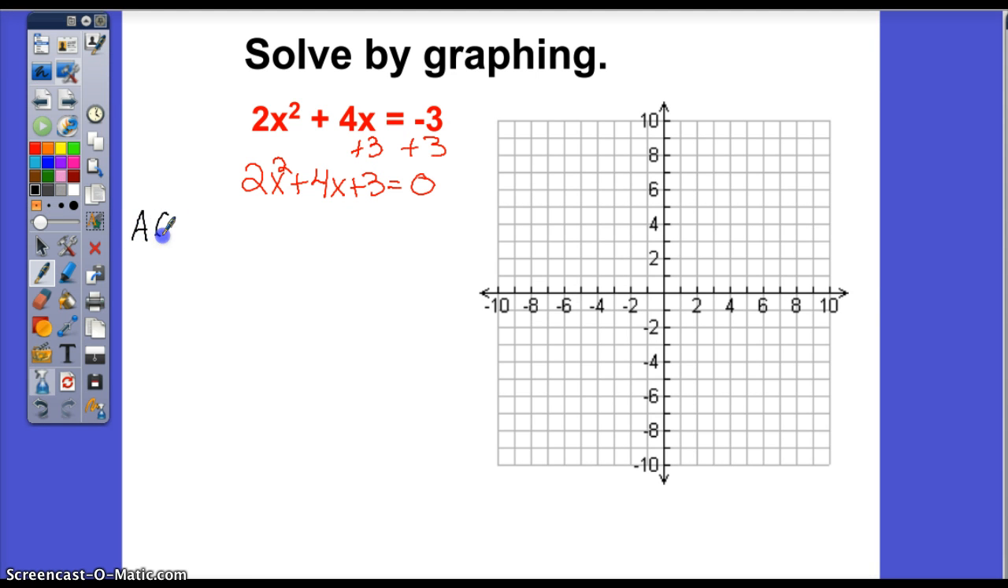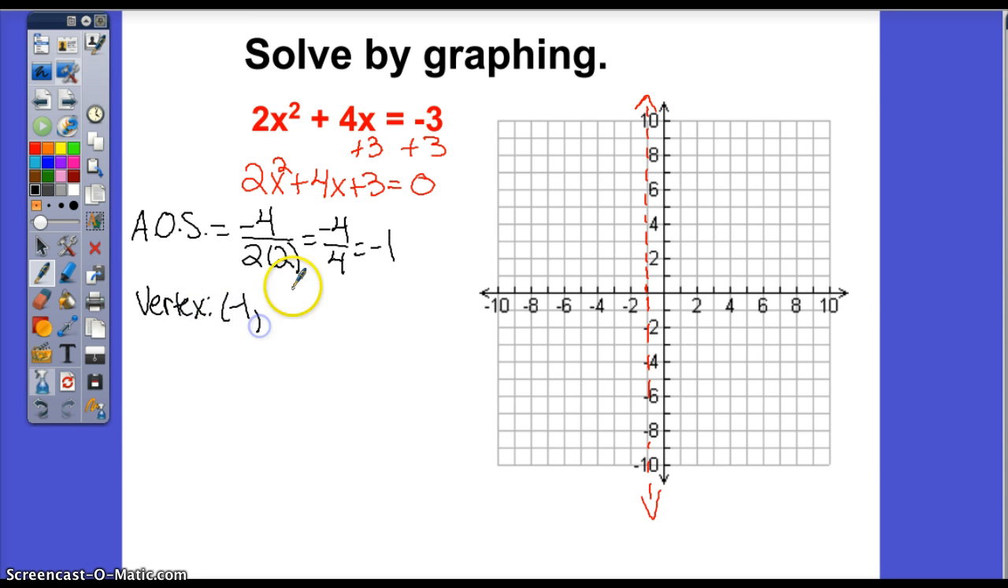Our axis of symmetry is going to equal negative 4 over 2 times 2, which is negative 4 over 4, which equals negative 1. Let's go ahead and draw it. Negative 1, dashed line. So we have it equal to negative 1. Then our vertex is going to be negative 1 comma something.